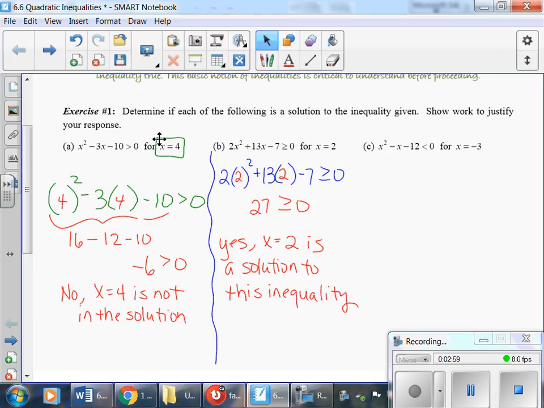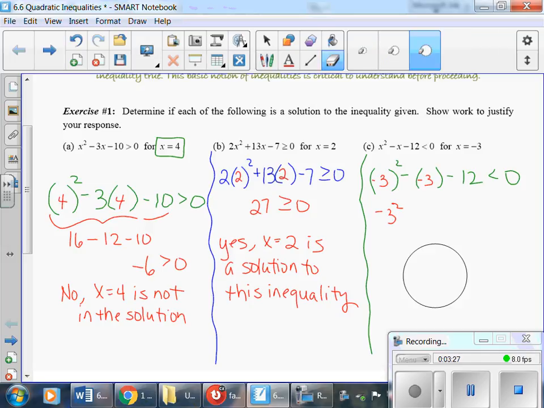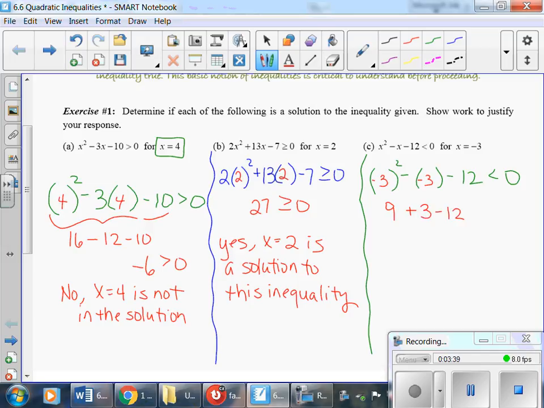All right, so let's take a look at C. And this is where it gets a little tricky with that negative 3. So I'm going to remind you, squared minus 12, and we're going to test whether or not it's less than 0. So wherever there's a set of parentheses, we're going to put the negative 3. And my advice is put this exactly the way it looks into your calculator. Because if you don't, and you do negative 3 squared, you're going to come up with a negative 9 instead of a positive 9. Because negative 3 squared is negative 3 times negative 3. So this turns out to be positive 9 plus 3 minus 12. And that turns out to be 0.